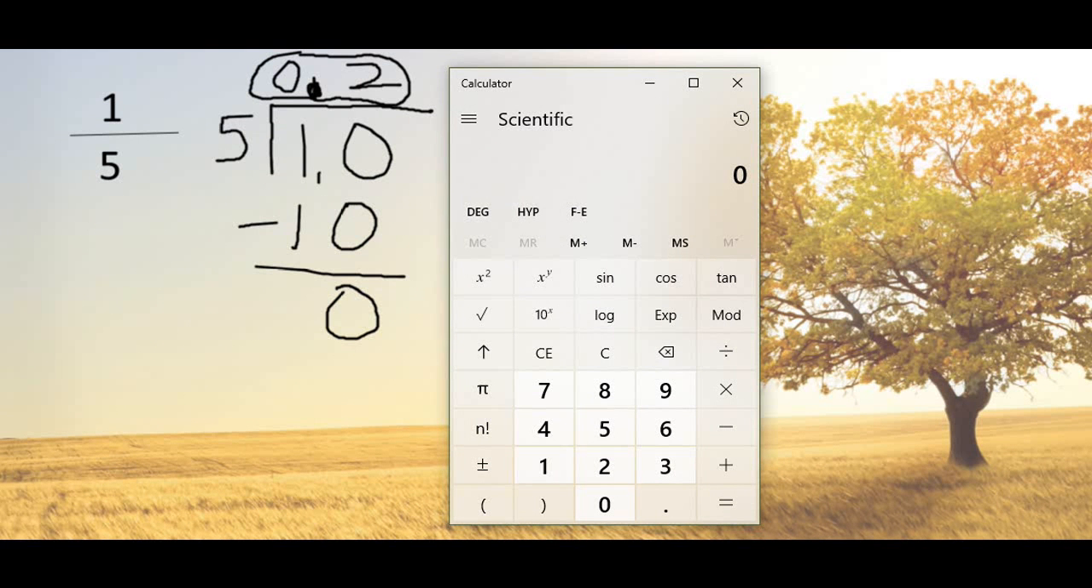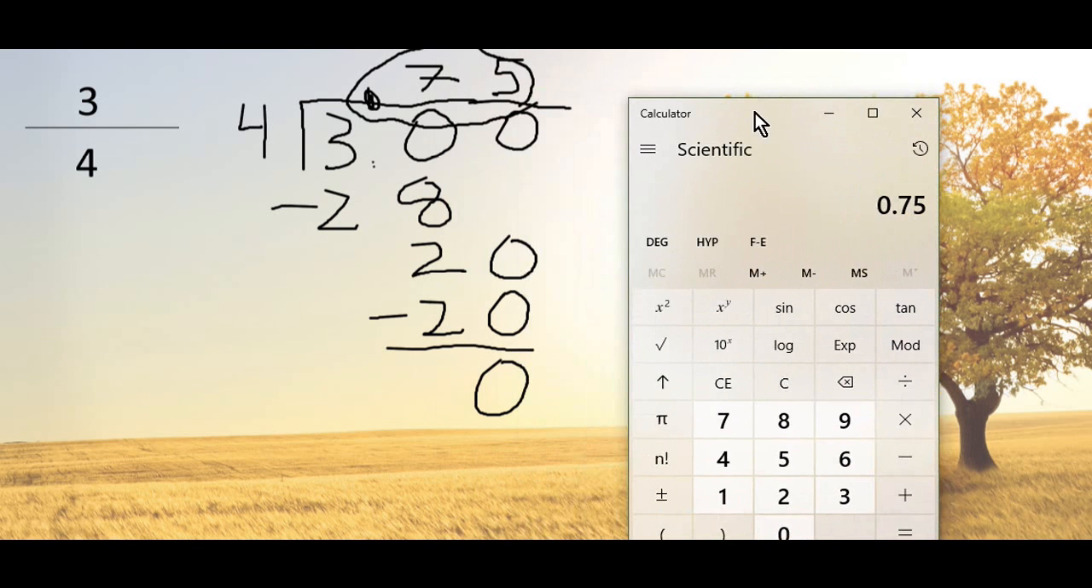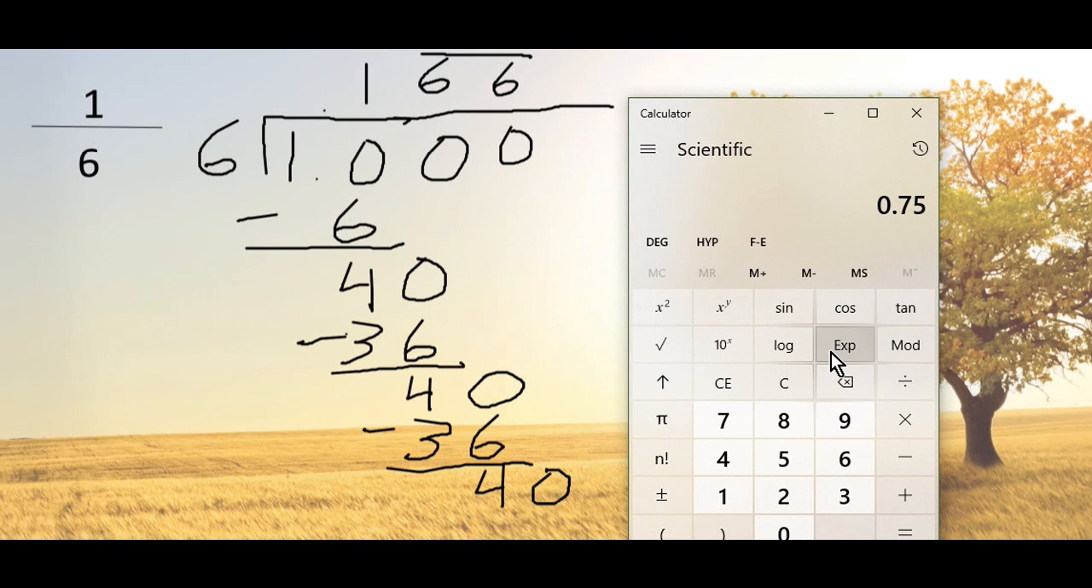Let's check all of our answers on the calculator. Okay, 1 divided by 5 equals 0.2, which is what we got. So we got 3 divided by 4, 0.75. 1 divided by 6 equals 0.166666, which is what we got.